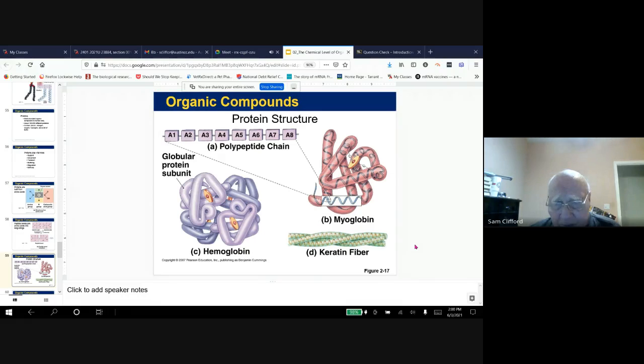Proteins have varying shapes depending upon the primary structure of how the amino acids are hooked together. Hemoglobin is very important for carrying oxygen. Myoglobin carries oxygen in the muscles. Keratin is a very important component of your skin and helps make the skin waterproof.